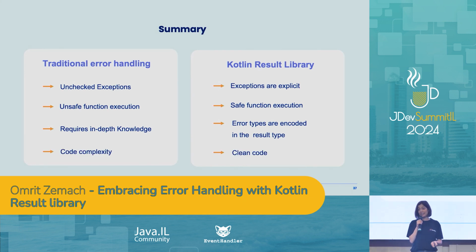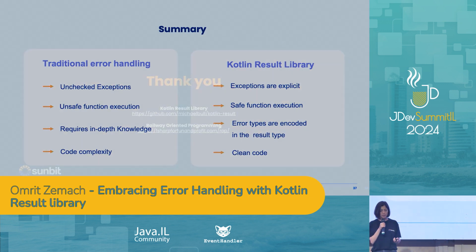And last but not least, traditional error handling makes our code very complex with try-catch, and in the Kotlin Result library, with the many operations it suggests, our code is cleaner and more functional.